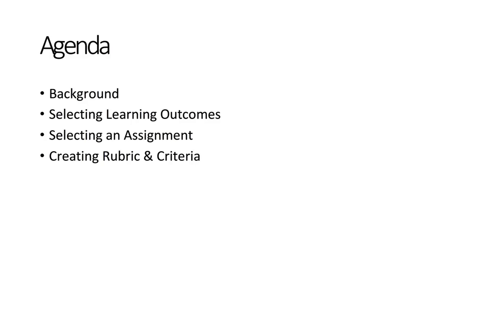The agenda today includes covering a history of the learning outcomes in University Explorations, selecting learning outcomes for your course, selecting an assignment, and finally creating a rubric and criteria for each University Exploration student learning outcome in your course.